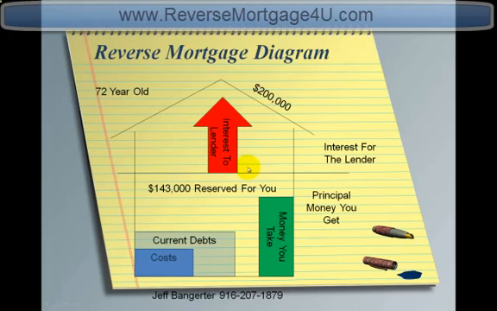And I'm not sure what that's going to be either, because this is a negative amortization loan. The longer you have it, the more the costs are going to be. And so you could see that interest increase over the years.